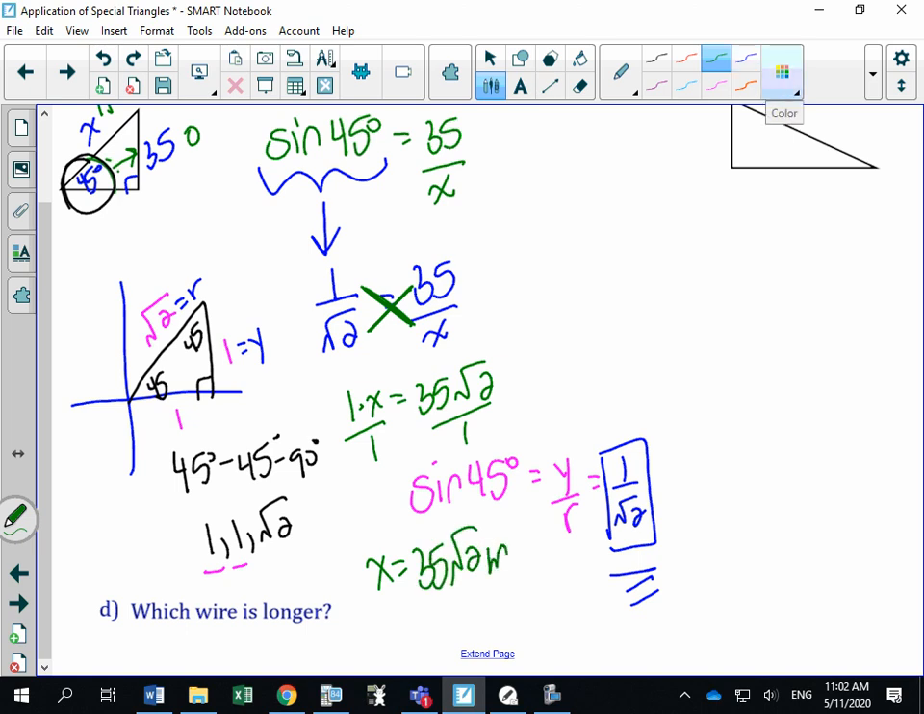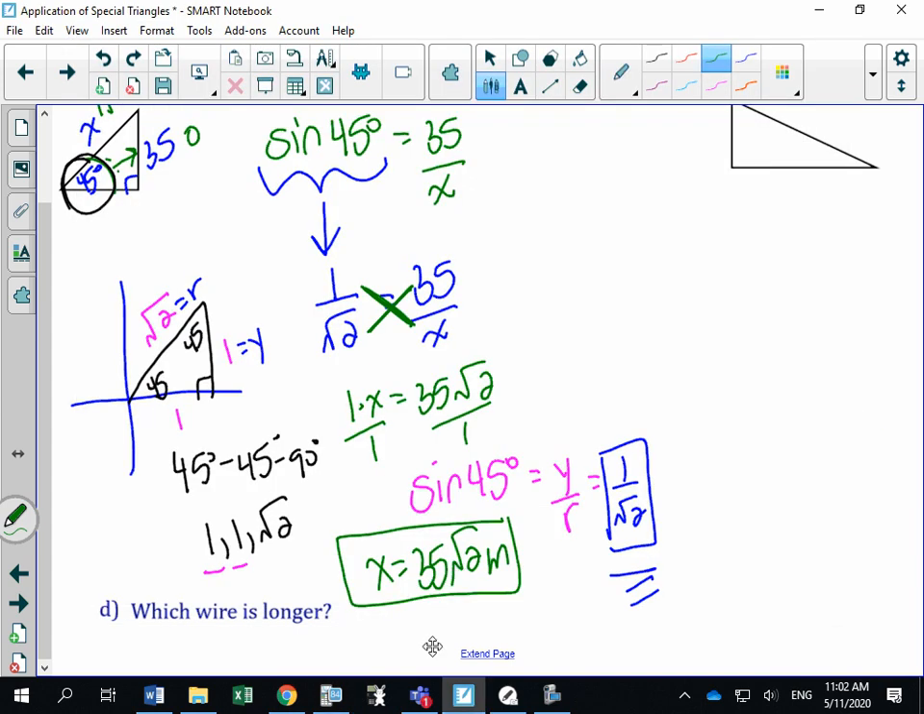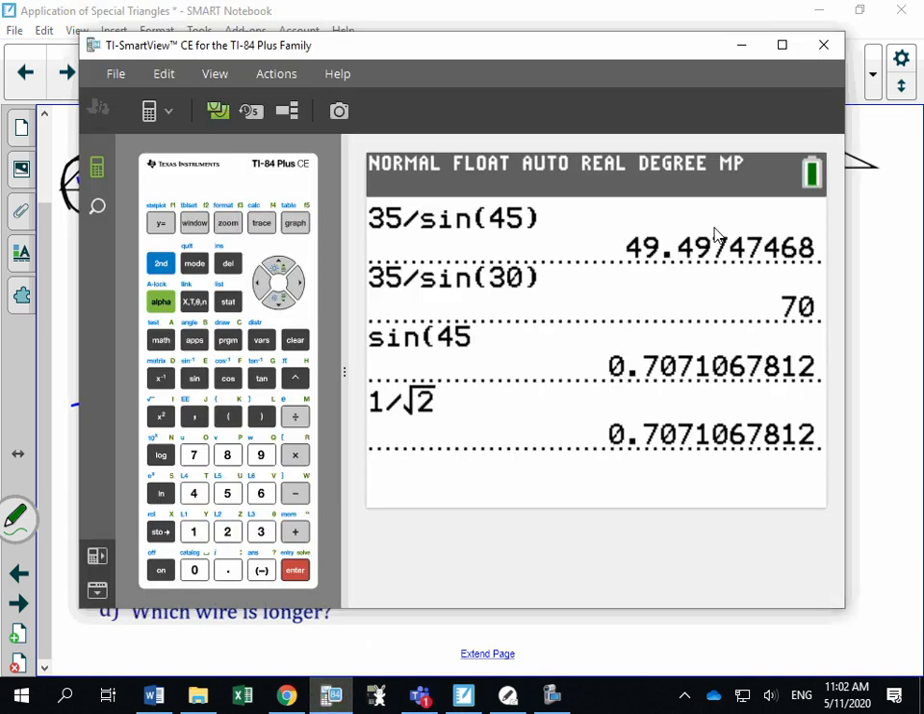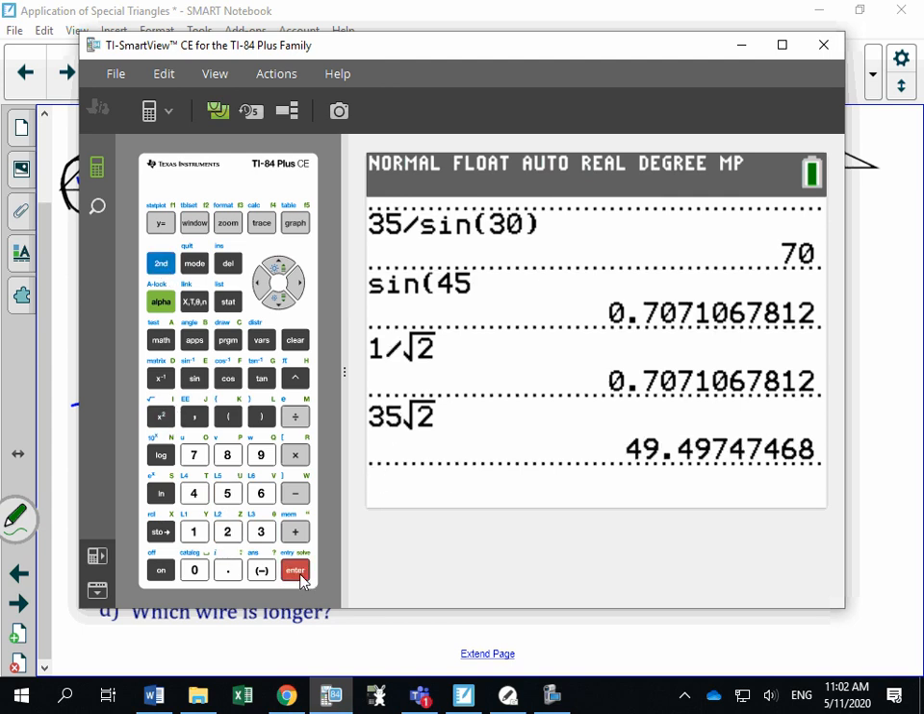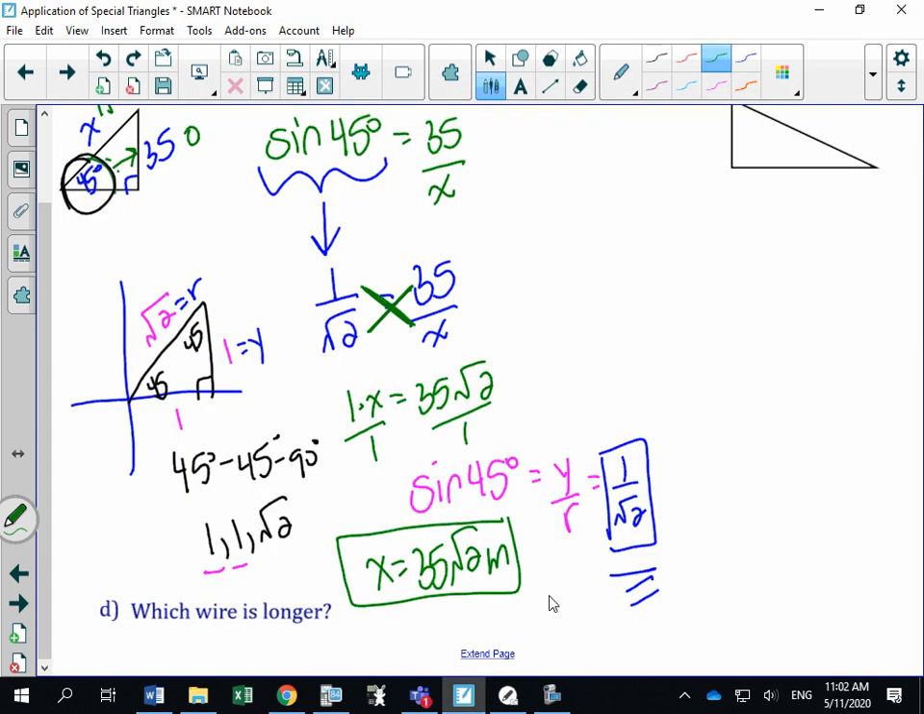That is the exact length of wire 1. And let's check if we were correct. If I go back to my calculator, here's what we had wire 1 was, right? But what would this be as an exact value? Well, we think it's 35 root 2. So let's double check. Is 35 root 2 the same as this number here? So 35 root 2, and it is, right? That number, 49.49, is exactly the same as that number. Okay, so wire 1 as an exact value is 35 root 2 meters.